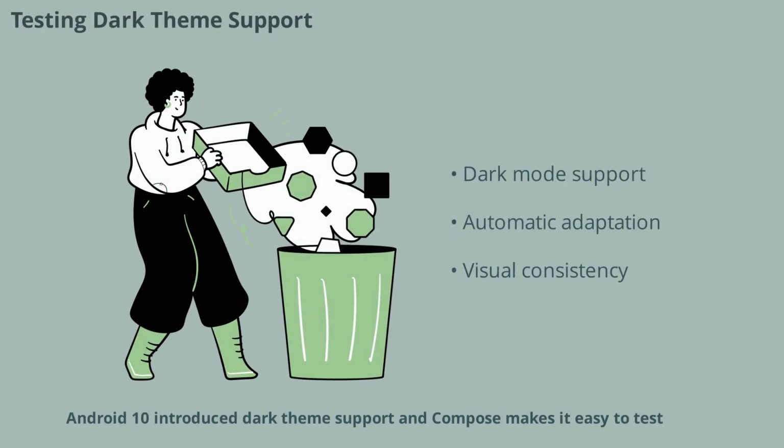Android 10 introduced dark theme support, and Compose makes it easy to test. Enable dark theme in the emulator's settings and rerun your app. Your UI will automatically adapt, letting you verify that your app looks great in both light and dark modes.